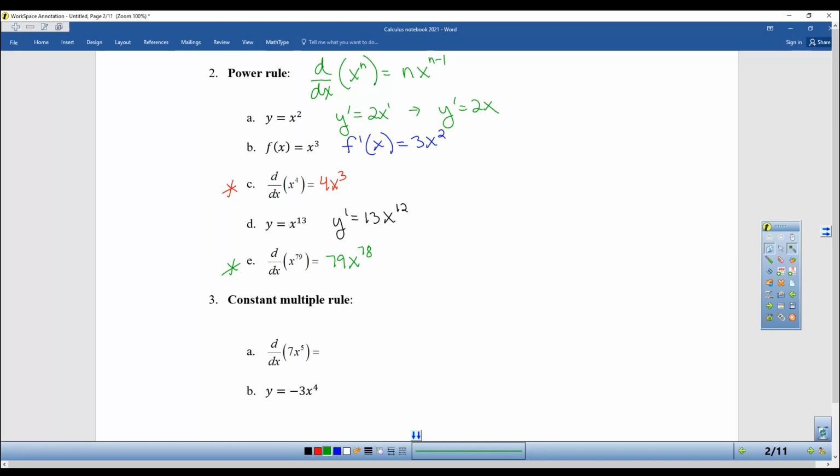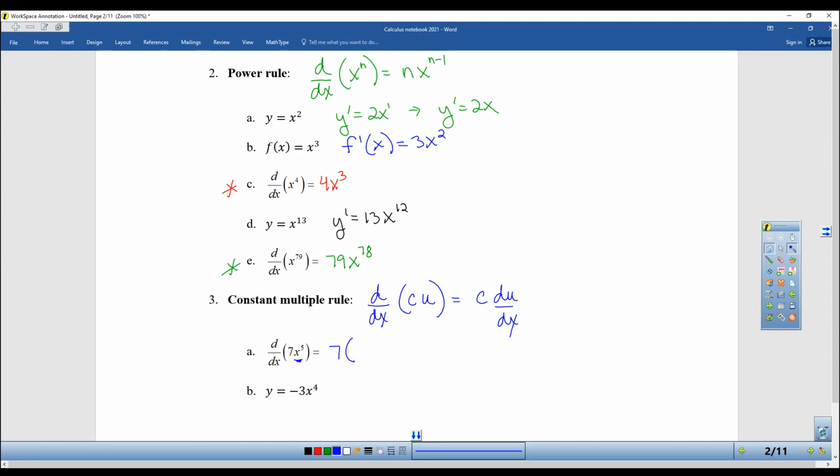So the constant multiple rule is extremely similar. It's saying that if you're taking the derivative with respect to x of something that has a constant before the u, then the derivative would be the constant times the derivative of u. So in other words, the constant just stays there. You would still just do the derivative of u.